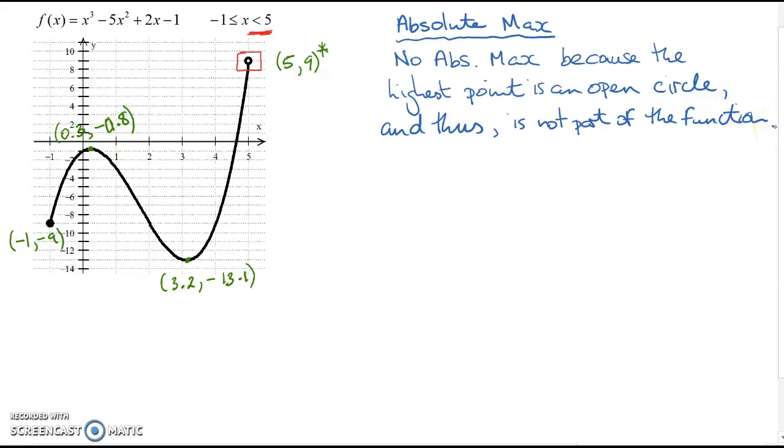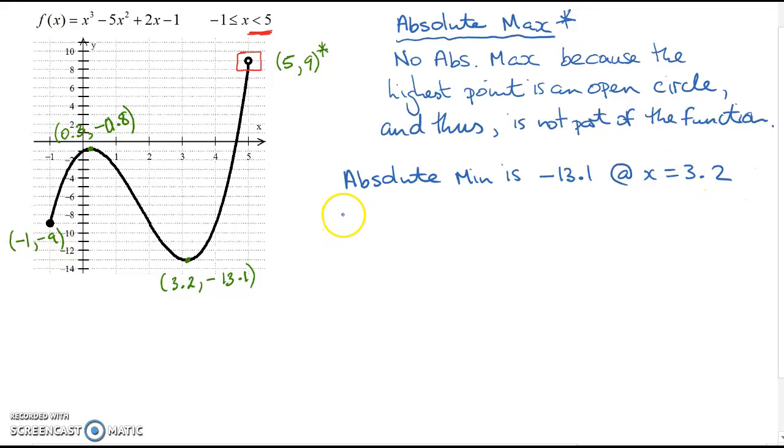Now, the other points that we're going to talk about are the same as they were previously. So the absolute maximum is the one that is most important in this example. So we'll speed quickly through the rest of this. The absolute minimum is -13.1 at x equals 3.2.